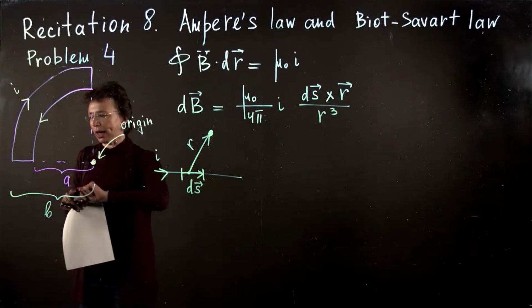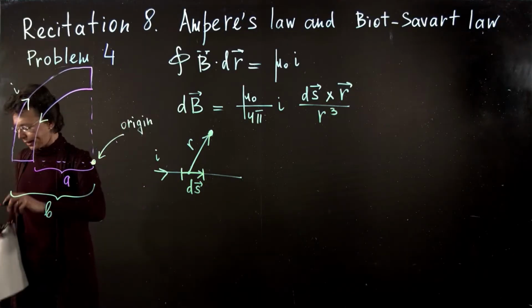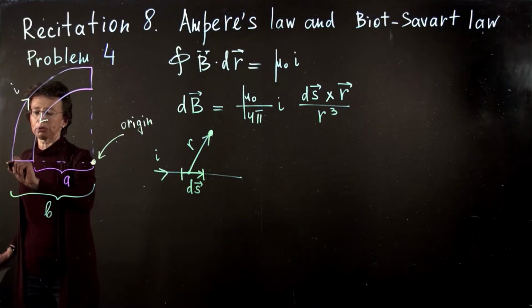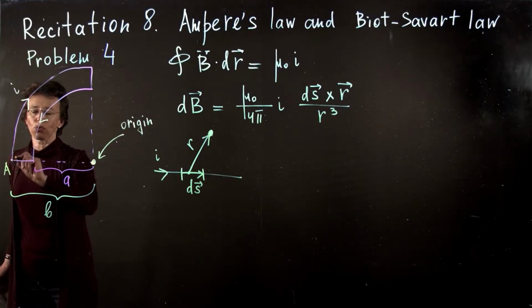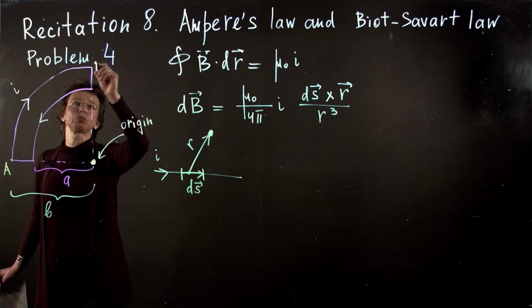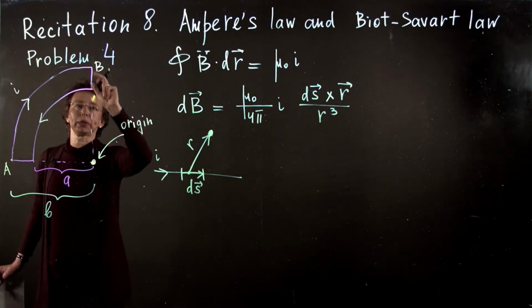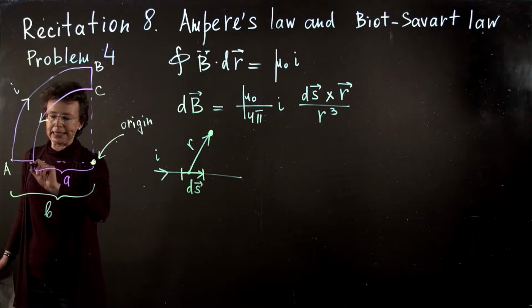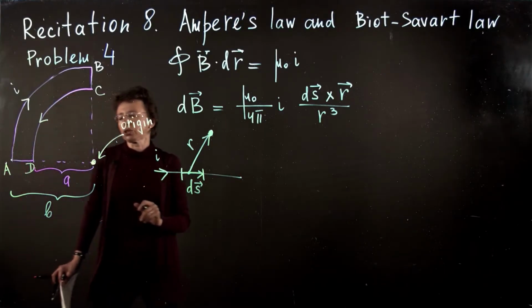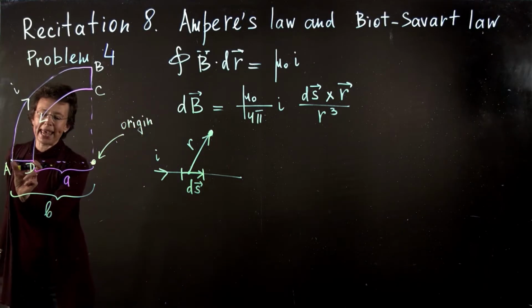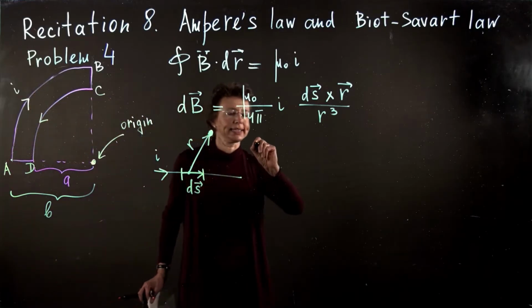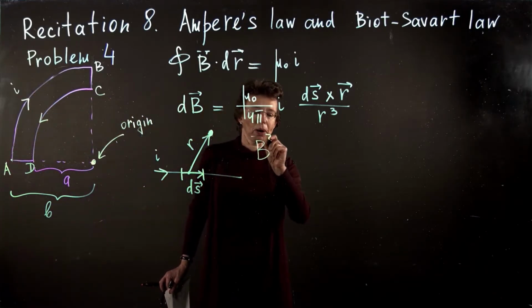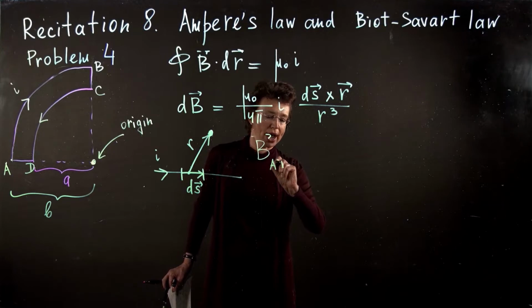So to make our life easier, I will put letters here to make a difference between different segments. We will call this point A, we will call this point B, so this segment will be AB, this is C, and this is D. So we will start with segment AD. What is the magnetic field created by segment AD of this wire?